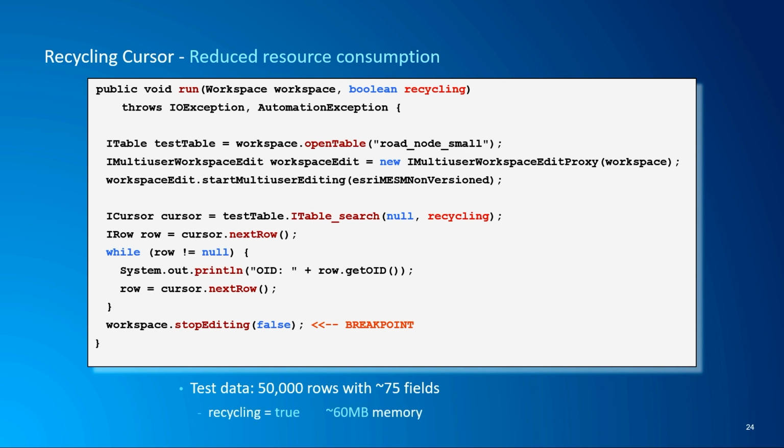If you set recycling true to this little toy example, when we ran it through a symbolic debugger, Visual Studio, we saw about a 60 meg memory footprint for this collection of data. However, when we set recycling to false, we had a 185 megabyte footprint. And that is because we had all the distinct row objects. We had 50,000 row objects when recycling was false, whereas when recycling was true, we had one row object, essentially.